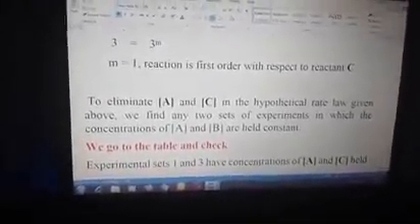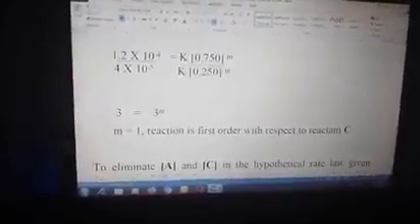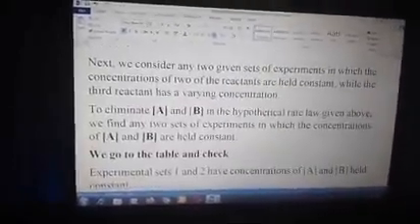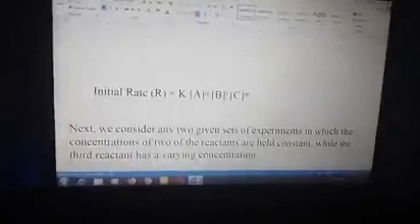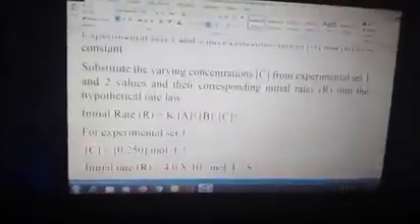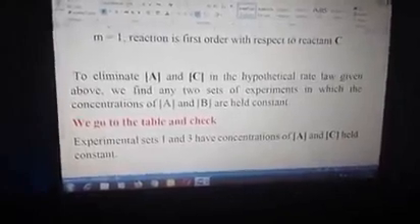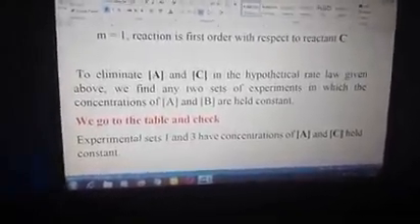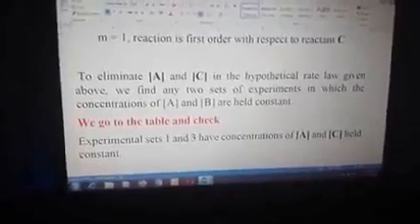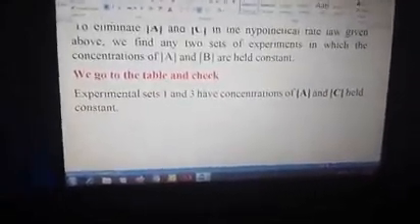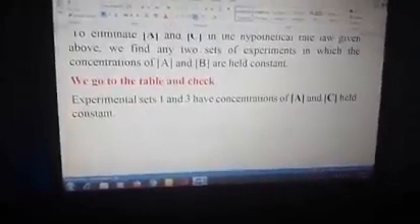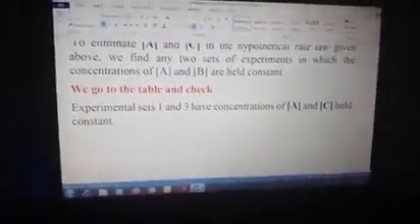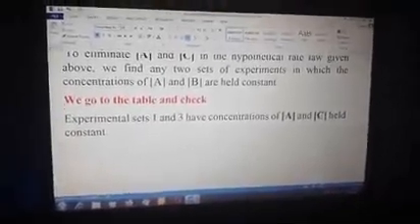Now we obtain M. What does M represent? Let's go back to the hypothetical rate law. M is the order of reaction with respect to C. Okay, so having done that, we continue to eliminate A and C in the hypothetical rate law given above. We find any two sets of experiments in which the concentrations of A and C are held constant. We'll go back to the table and check. Experiments 1 and 3 have concentrations of A and C held constant. So let's see how true this is.